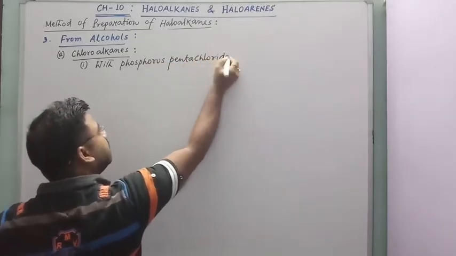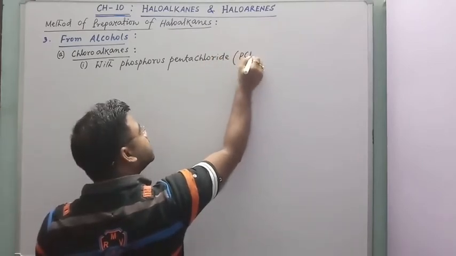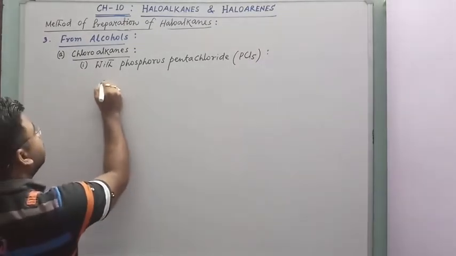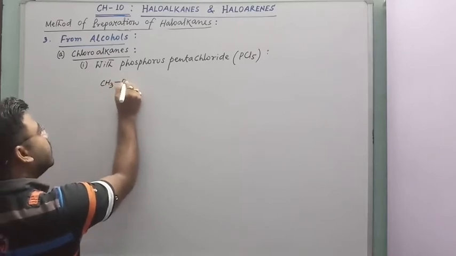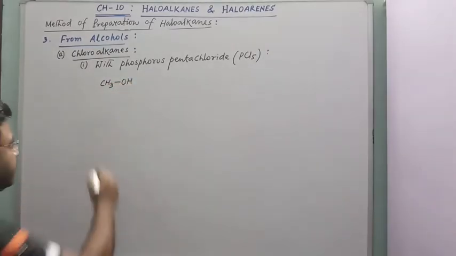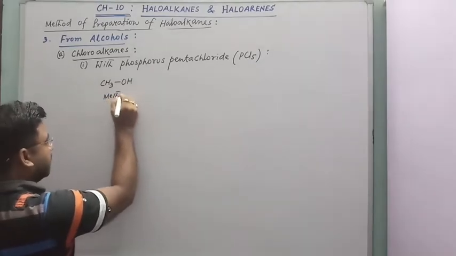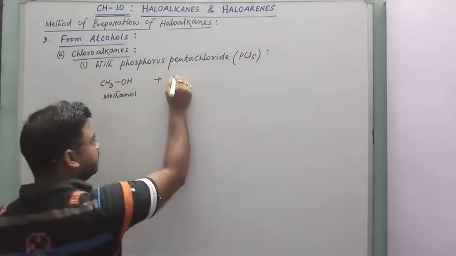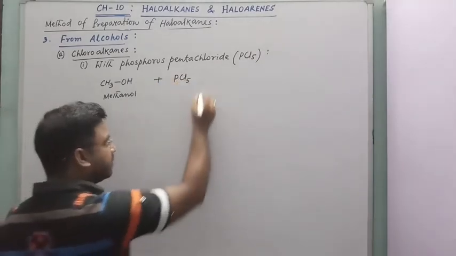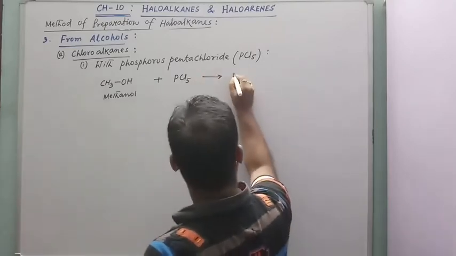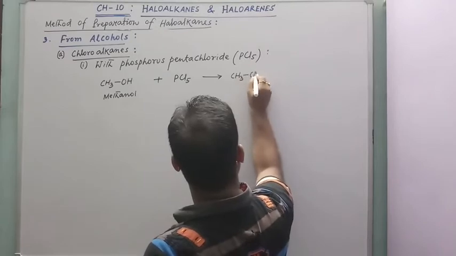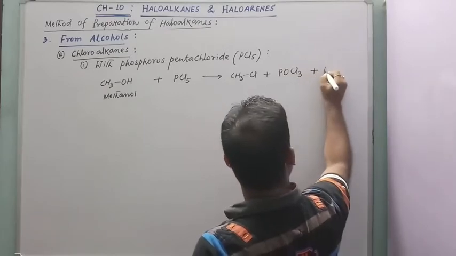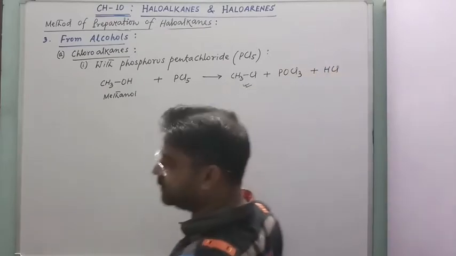The phosphorus pentachloride formula is PCl5. By using phosphorus pentachloride, take the alcohol CH3OH, that is methanol or methyl alcohol. When methanol is treated with PCl5, it gives CH3Cl plus POCl3 plus HCl. So this is our haloalkane, chloromethane.